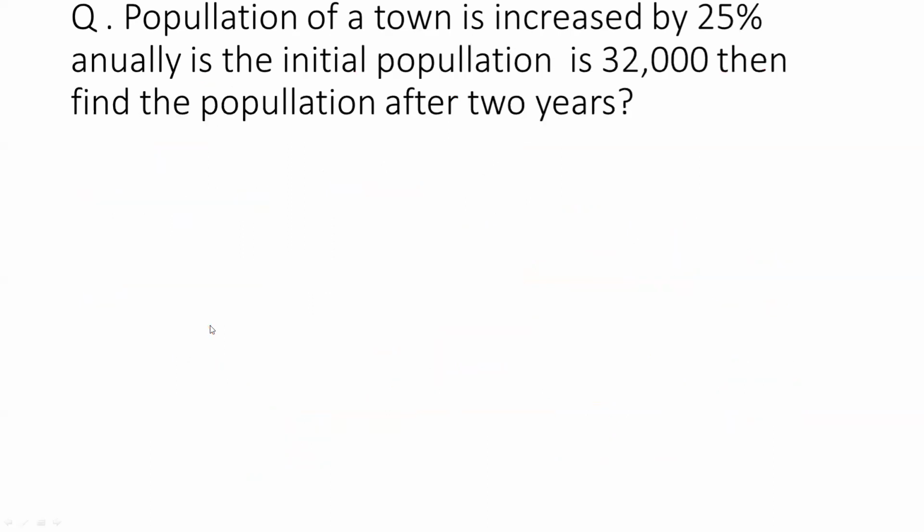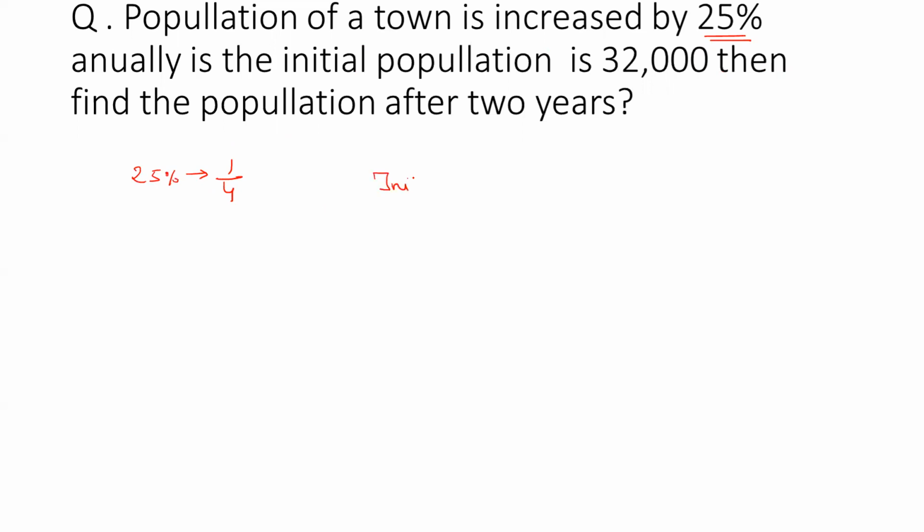Okay, we will see question number 2. See, this is question number 2. How will you solve it now? The population of a town is increased by 25% annually. So for 25%, my ratio value will be 1 by 4. The 25% ratio value will be 1 by 4.